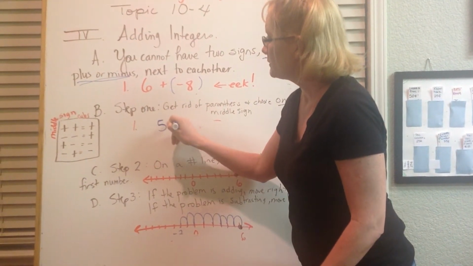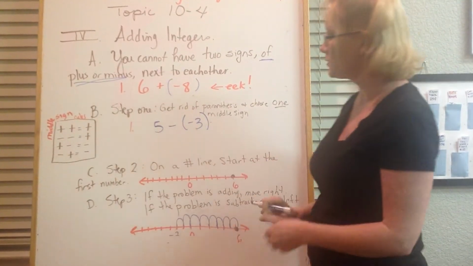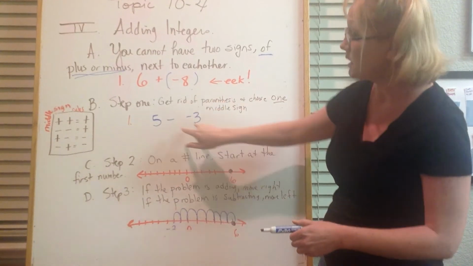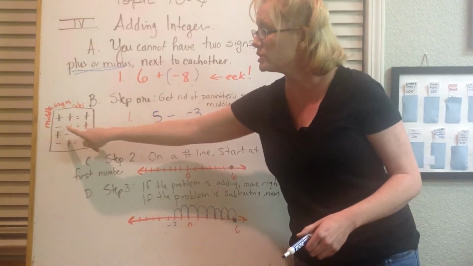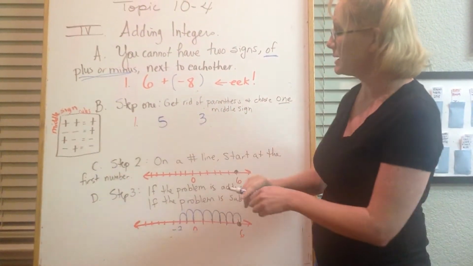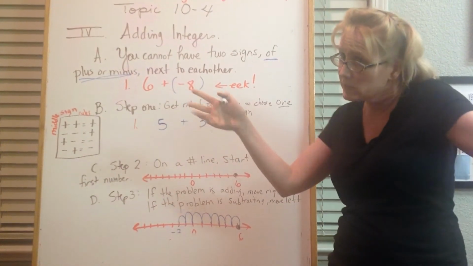5 minus negative 3. Okay, let's try that one. First thing we do is we get rid of our parentheses. We have 2 minuses. We can't have those next to each other. According to our chart, 2 minuses means add. So we take them away. We make it an add: 5 plus 3. And how much is 5 plus 3?